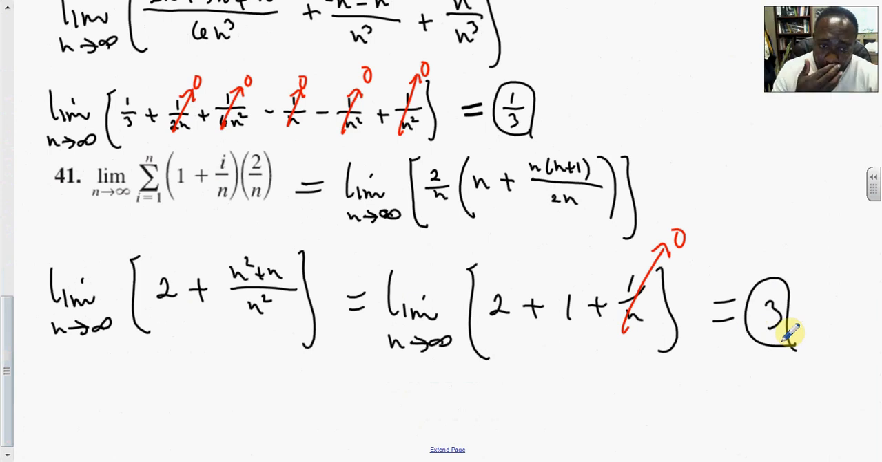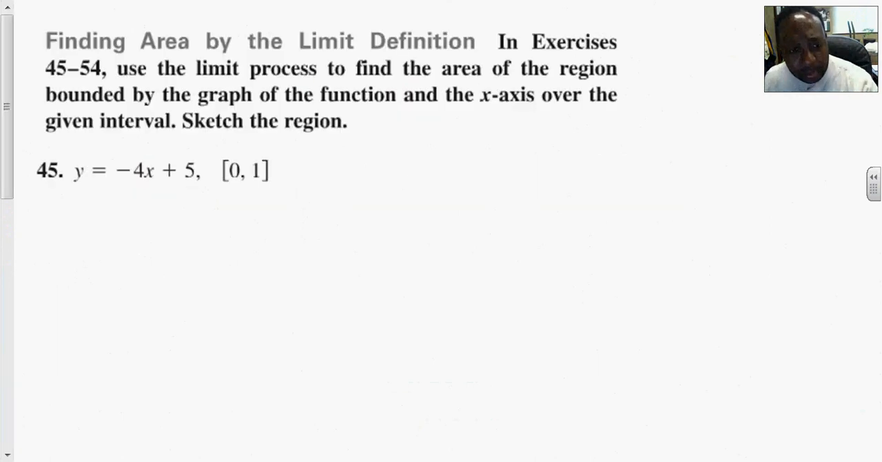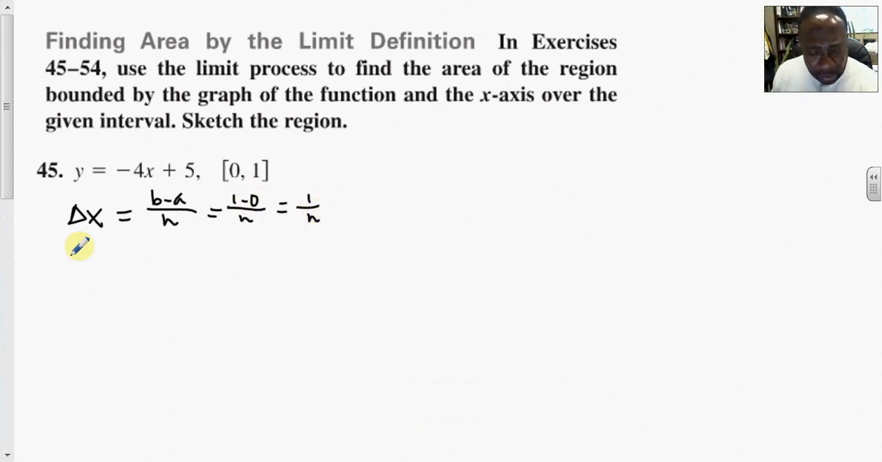Okay. Well, here they built the result n for us, and all we're doing is just simplifying. What if they give you just a function and they want you to build by the definition the area and then compute the limit? Let's see. So here we need the partition delta x. Delta x is said to be b minus a over n, where b is 1, a is 0, divided by n. So our partition will have the width of 1 over n.